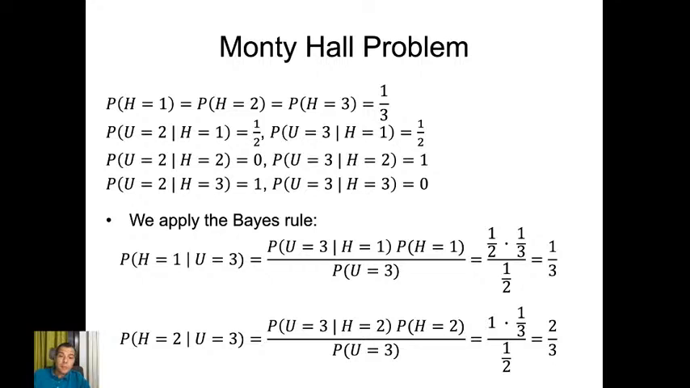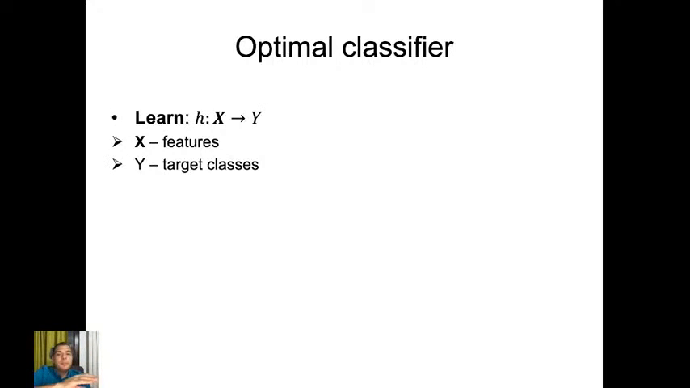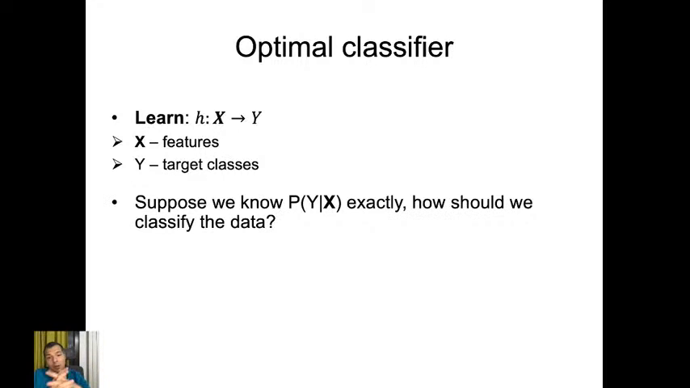So we obtain this result by applying the Bayes rule. So moving on towards the naive Bayes classifier, we actually start with the optimal classifier. So the optimal classifier is actually based on this probability theory.